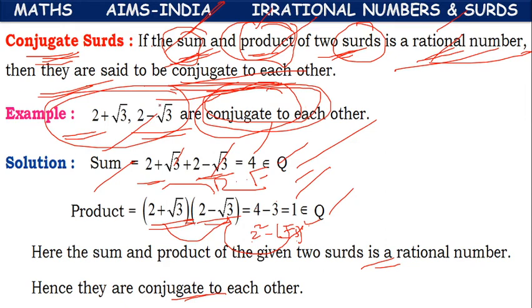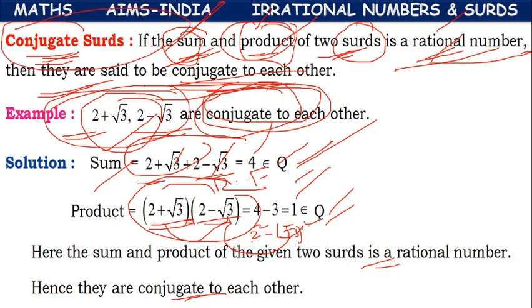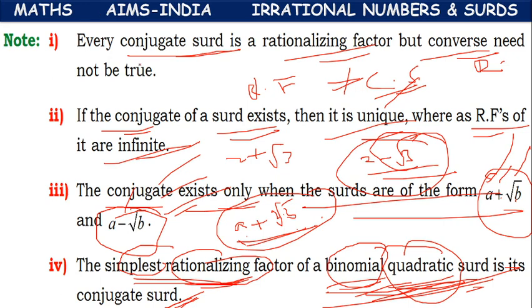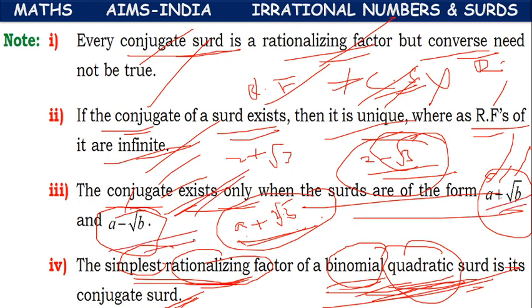Conjugate surds. If the sum and product both are rational numbers for given two surds, then they are said to be conjugate to each other. All conjugate surds are rationalizing factors, but all rationalizing factors are not conjugate surds. Conjugate will be unique. Rationalizing factors will be infinite. Conjugate surds exist in the form of a plus root b, a minus root b. So for a binomial quadratic surd, the simplest RF is considered as the conjugate surd.